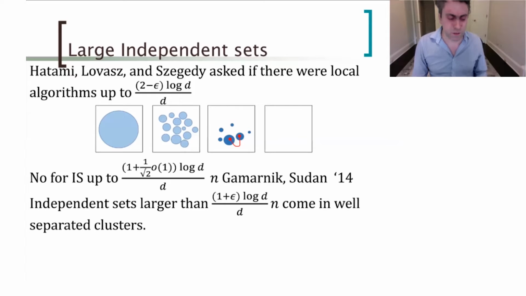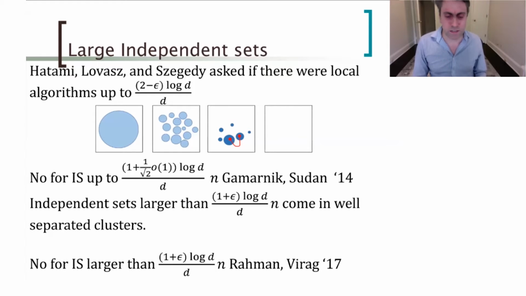Later on, Rahman and Virág gave a more refined version of this analysis, and they proved it down to 1 plus epsilon times log d over d. So log d over d is really the threshold density that you can achieve with local functions.